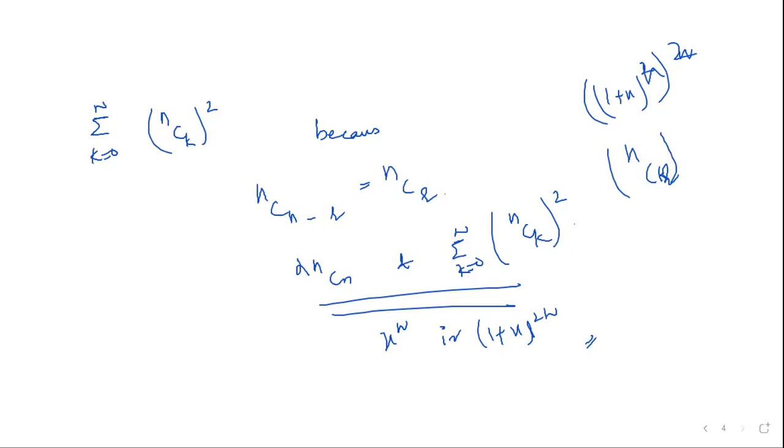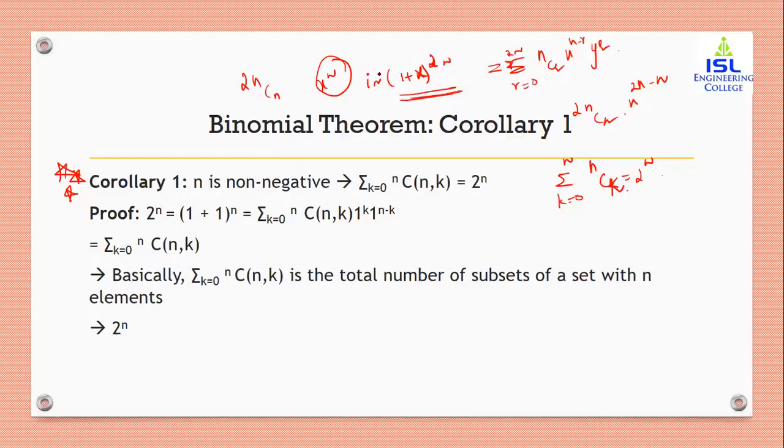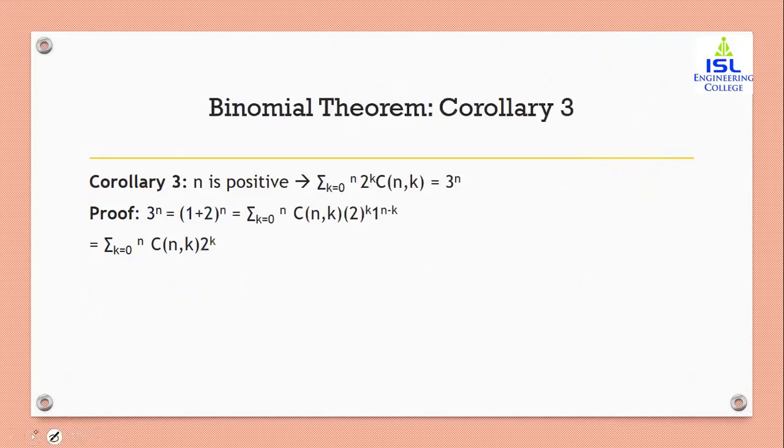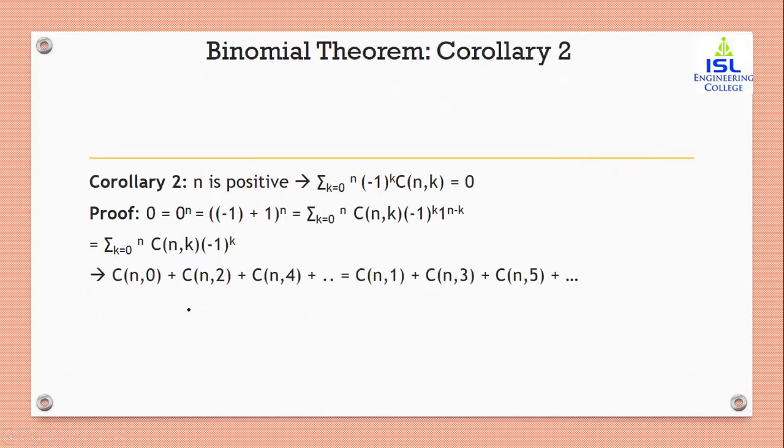So, let me just explain it again on the slide. Over here, 2 power n is basically 1 plus 1 whole power n, and for k is equal to 0 to n, nck can be written as 1 power k into 1 power n minus k. So basically for these two terms, instead of taking x, we are taking 1 only to explain it in a simpler way. Similarly, if k is equal to 0 to n, minus 1 power k into nck will be equal to 0.